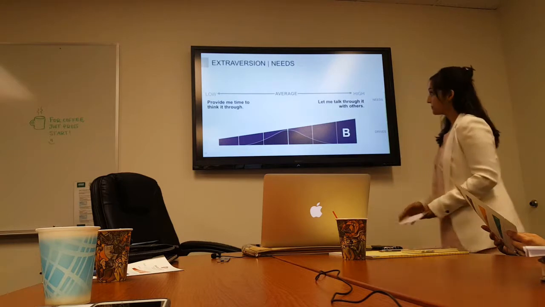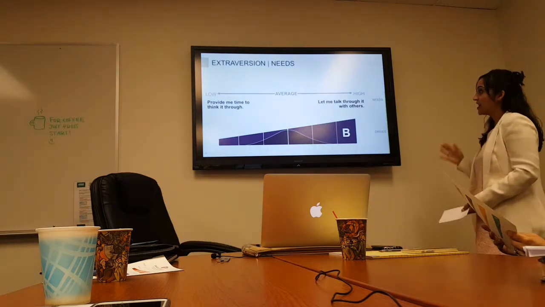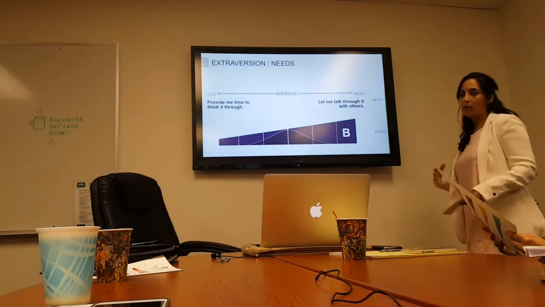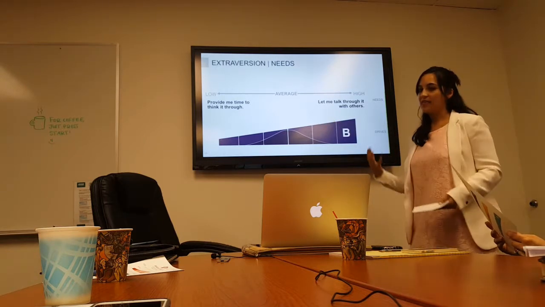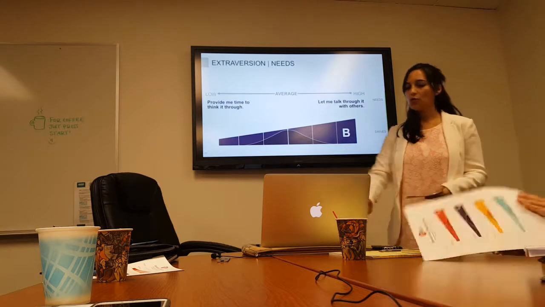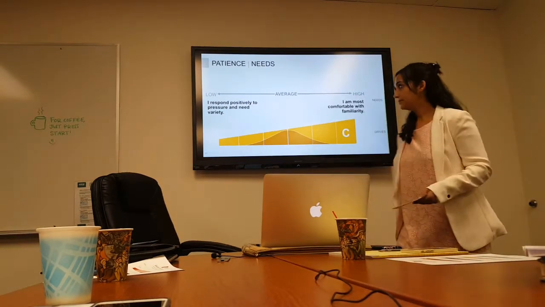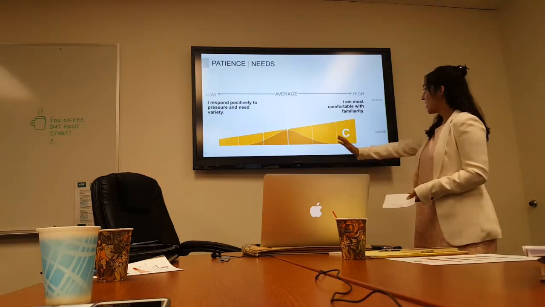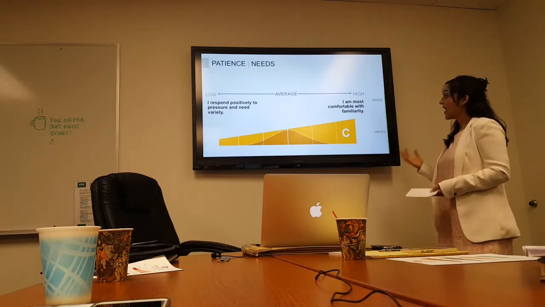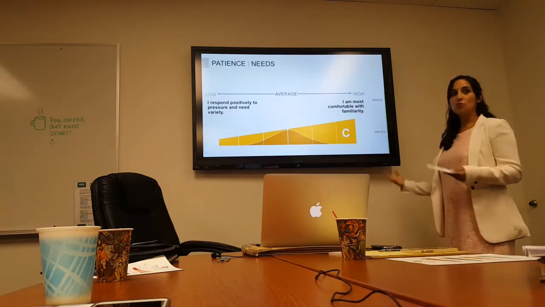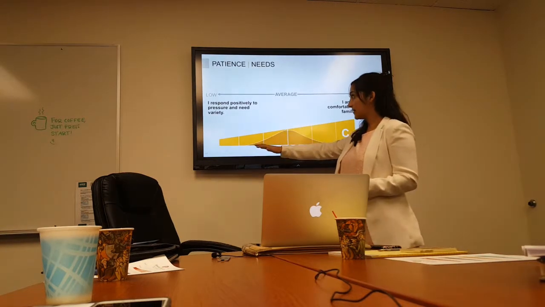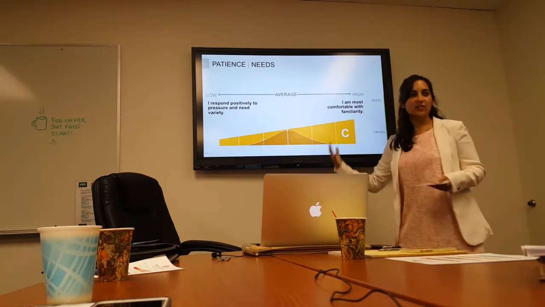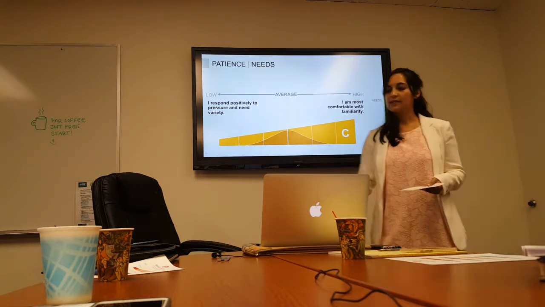For extroverts, those who have a high expression: let me talk through it and work with others, let me collaborate, let me be social. On the low end: provide me with time and let me think it through, the more introspective approach. Patience: on the high end, I am most comfortable with familiarity, I like stability, I prefer more routine work. On the low end, I respond positively to pressure and need variety, with a high sense of urgency, really quick, really fast-paced.